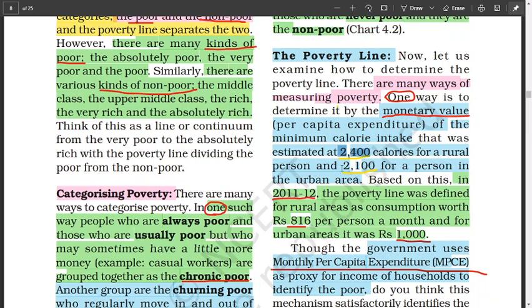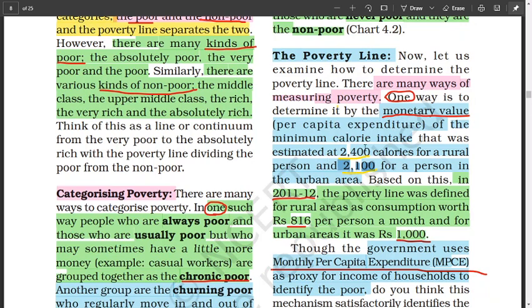And in urban areas, the minimum is 2,100 calories. You need more calories in rural areas because of the requirement of physical strength. You need more food because you mostly do labor work. So that's why this is the definition of that line. If you cross 2400, you are APL. If you are below, you are BPL. In urban areas, it is 2100. So this is based on the calories of the food that we take daily.